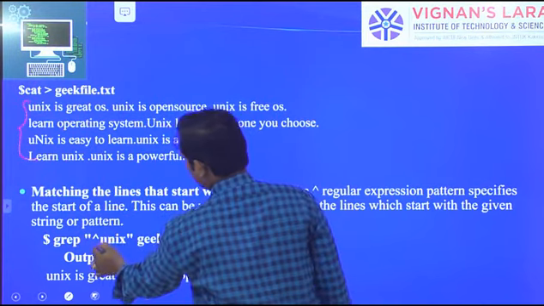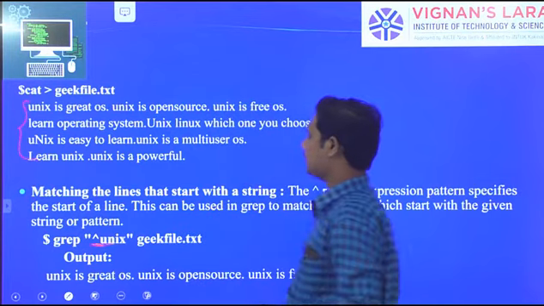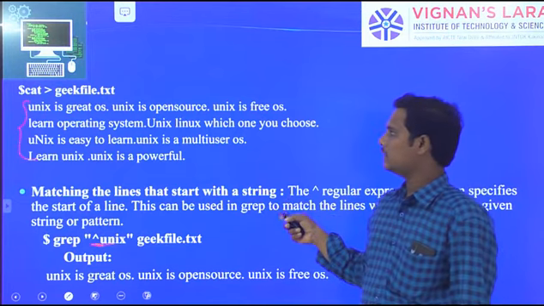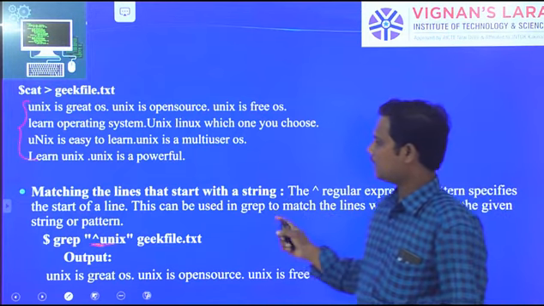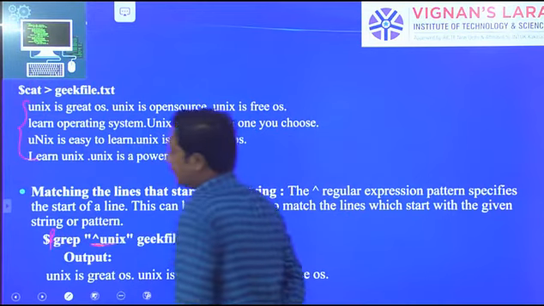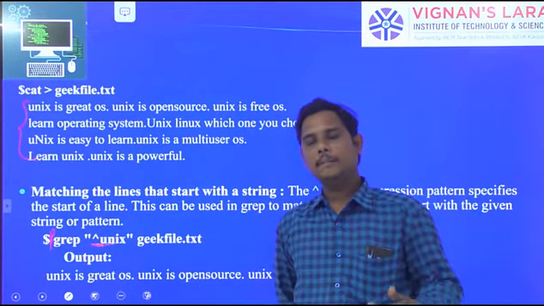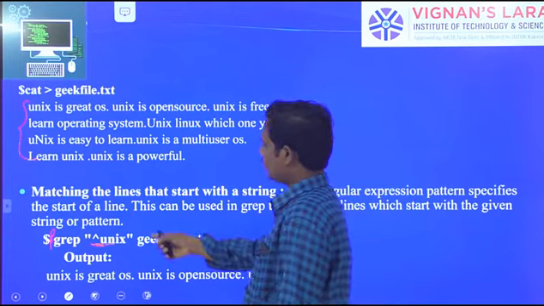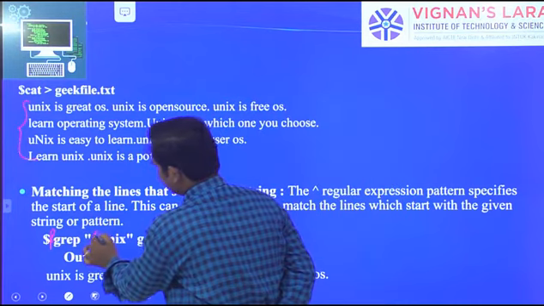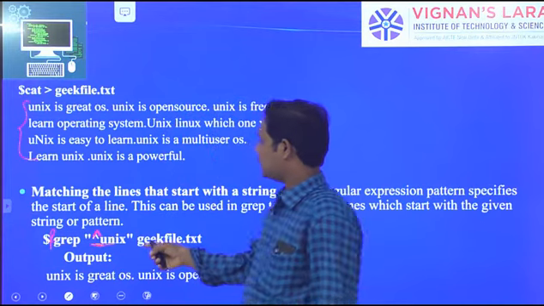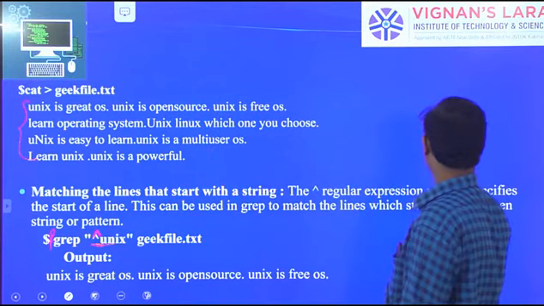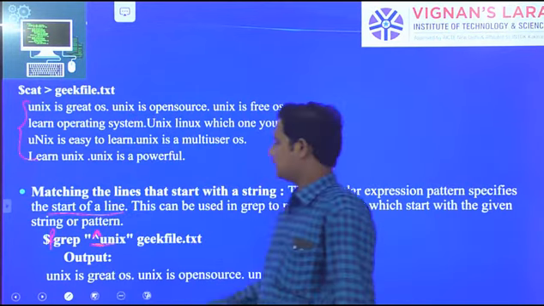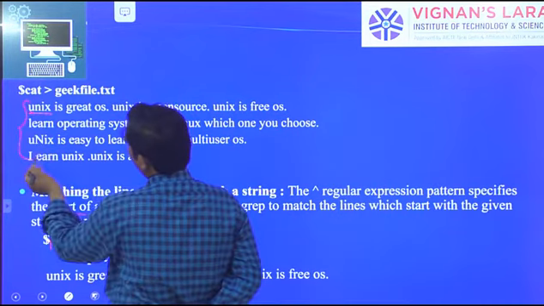Option cap. Matching the lines that start with the string. Actually this is fgrep. Any meta characters you can use to display the pattern search using fgrep. We will discuss fgrep also. This is the example. Here the cap symbol is a meta character, a regular expression pattern meaning the start of the line. If Unix is at the starting of the line, that line is displayed.